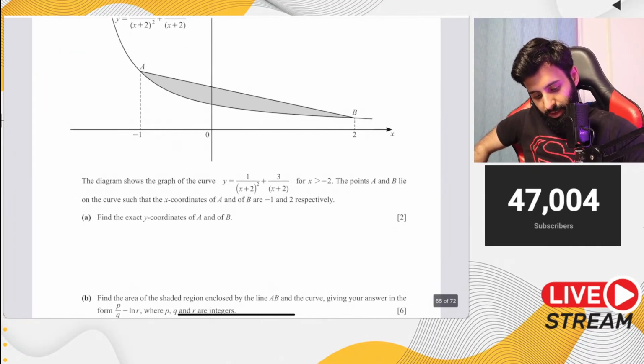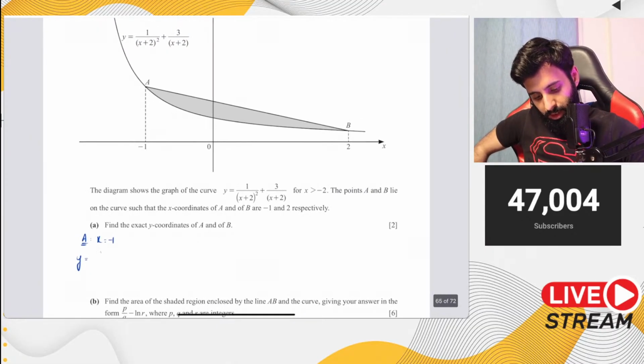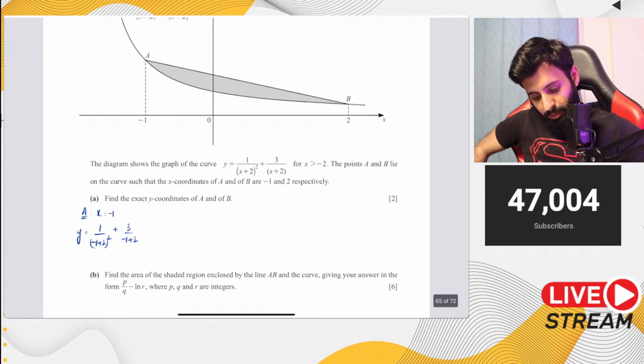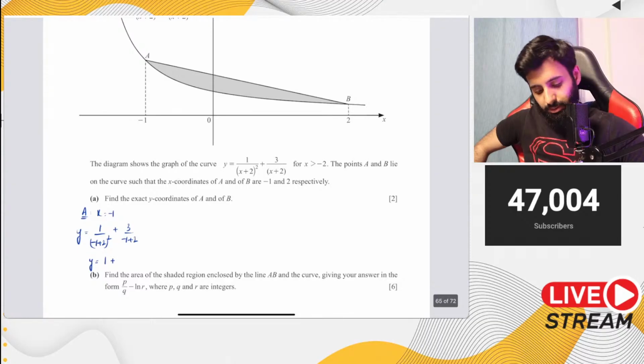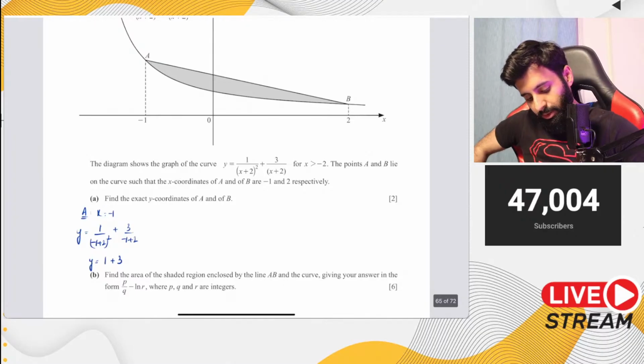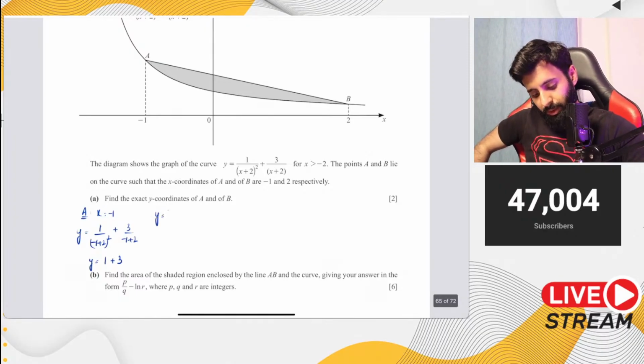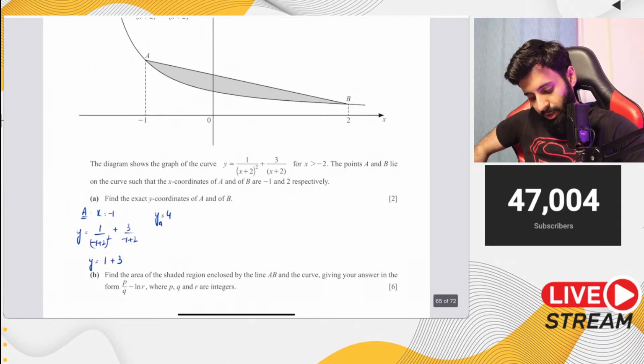So if you want to find out the exact y coordinate of A, remember x equals -1. So we're going to plug in -1. That means 1 upon (-1 plus 2) the whole thing square, plus 3 upon (-1 plus 2). So this is what we get. 1 upon (-1 plus 2) is 1, square of which is 1. And 3 upon (-1 plus 2) is again 3 divided by 1, which is 3, and y equals 1 plus 3, which means y equals 4. So the y coordinate of A is equal to 4.